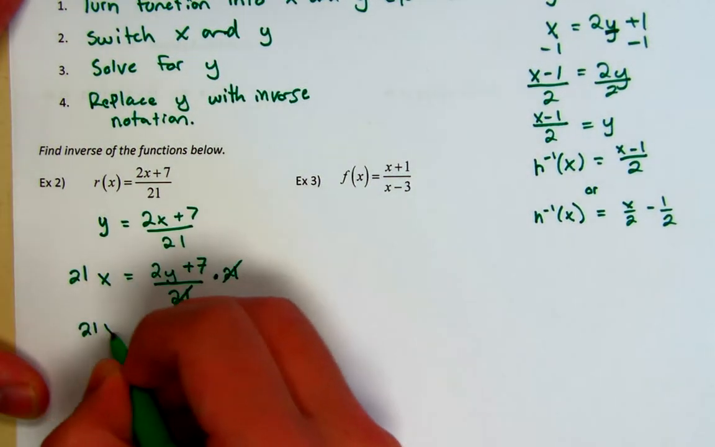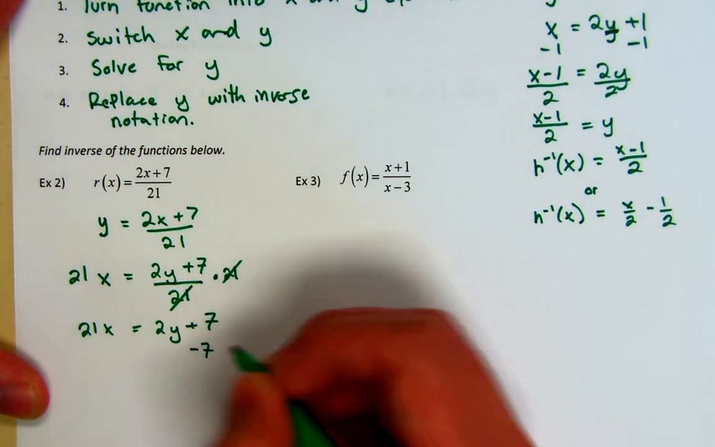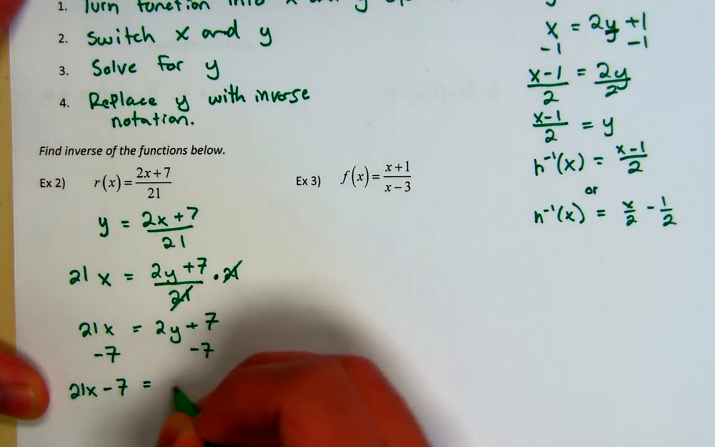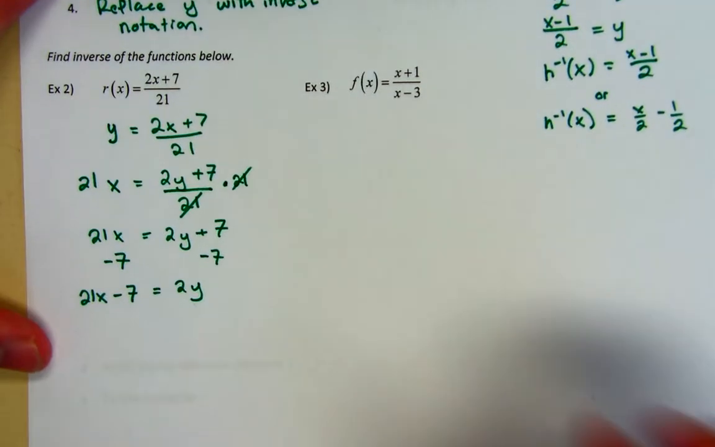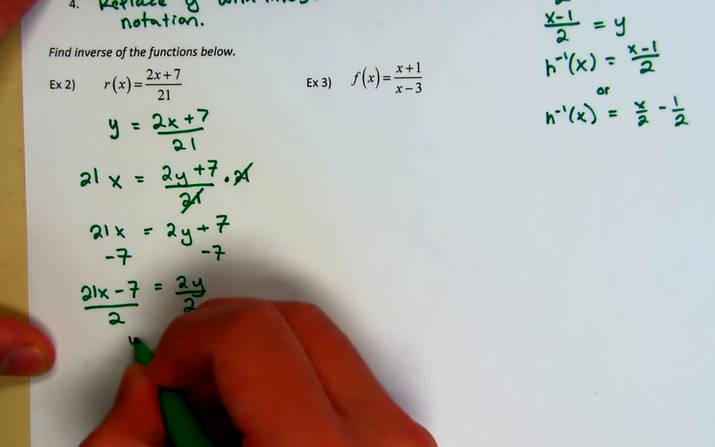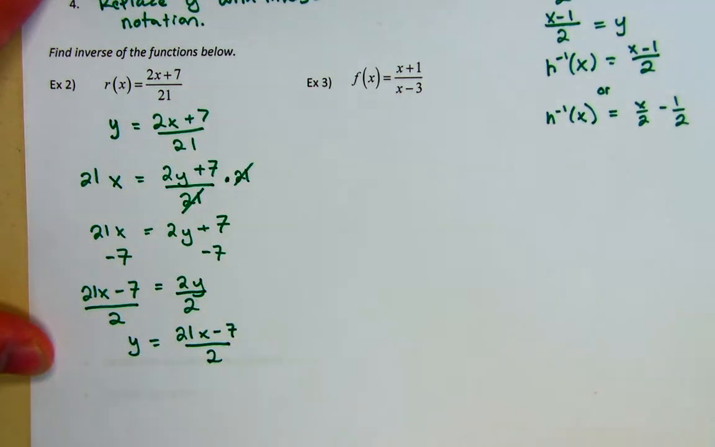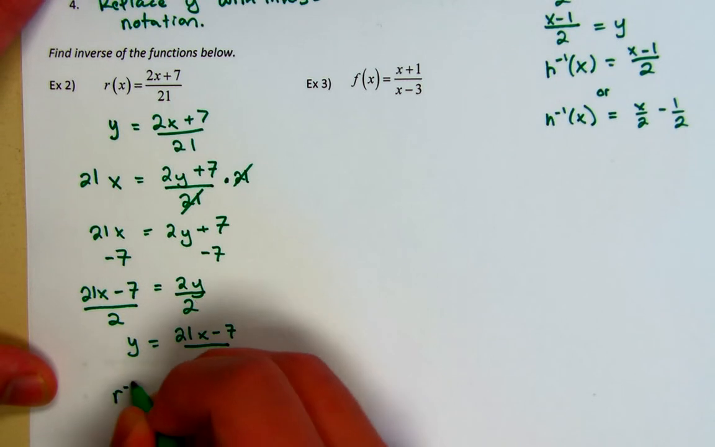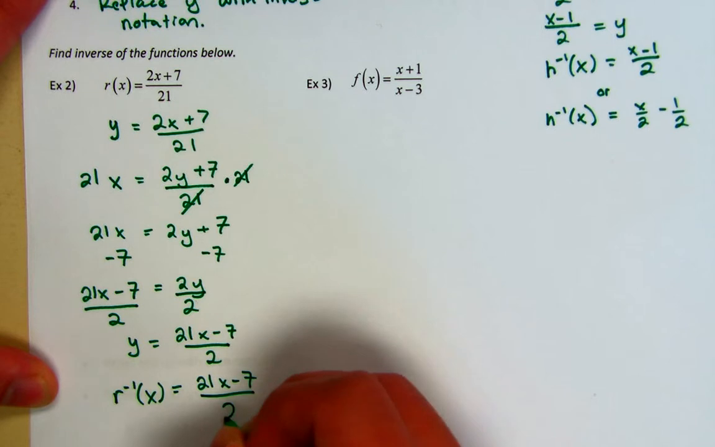So I have 21x equals 2y plus 7. I'm going to subtract 7 from both sides. And finally, I'm going to divide both sides by 2. So I get y equals 21x minus 7 over 2. My last step is to refer back to the inverse notation. So r inverse of x equals 21x minus 7 over 2.